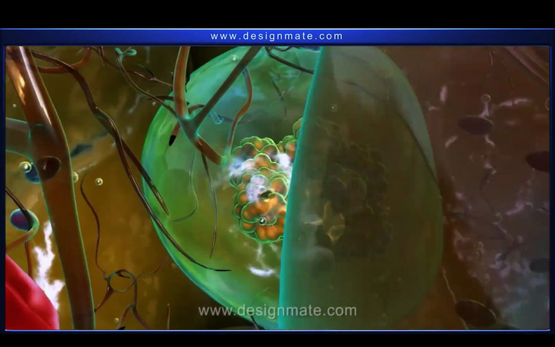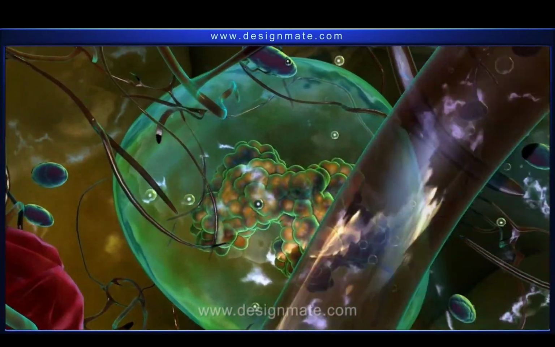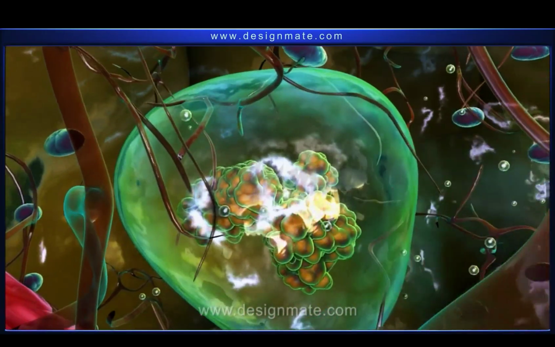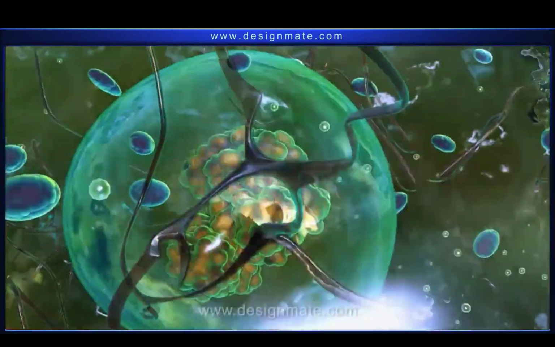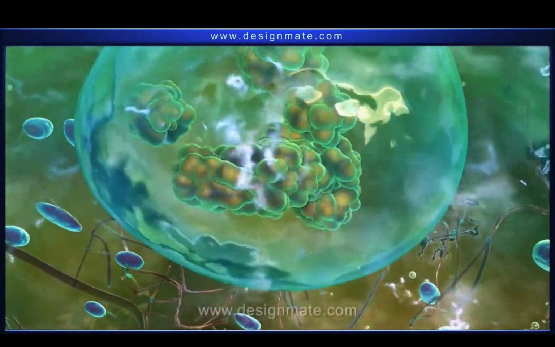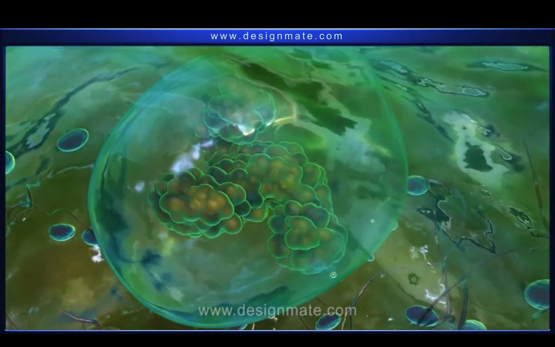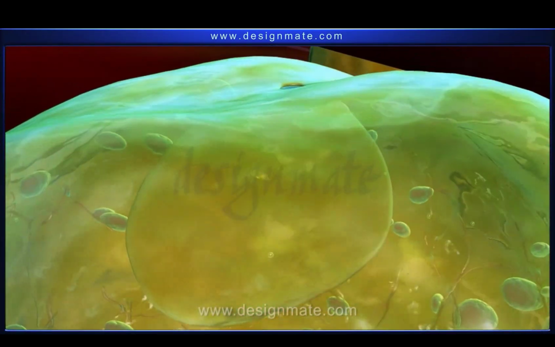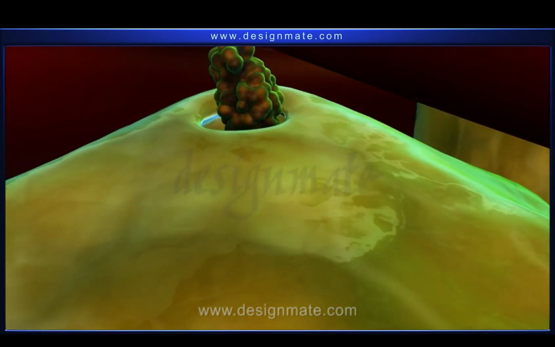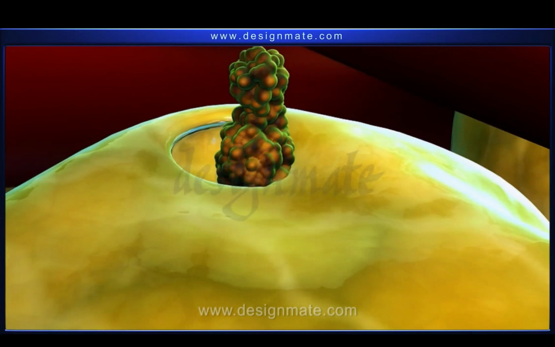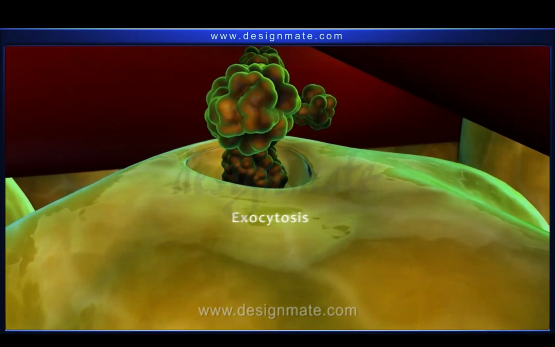Now, the waste substance formed in the vesicle after digestion needs to be expelled out. For this, the created vesicles move towards the cell surface, where the membrane of the vesicle fuses with the plasma membrane. The vesicle opens to the extracellular fluid and its contents diffuse out. This process is called exocytosis.